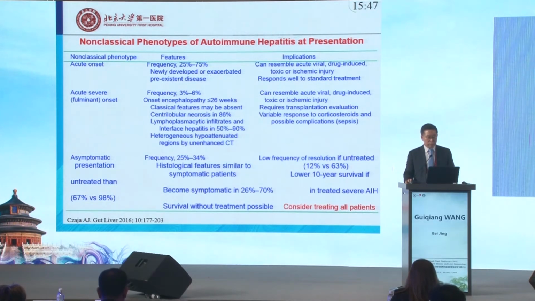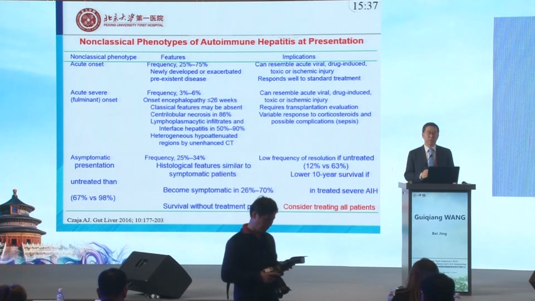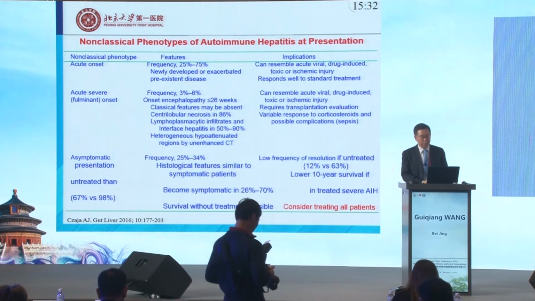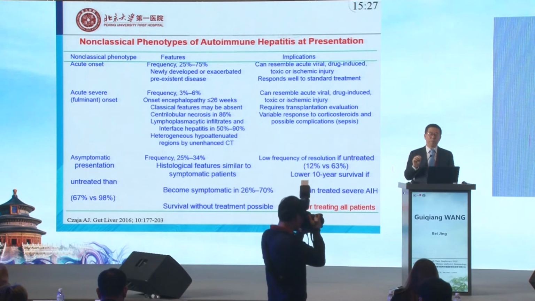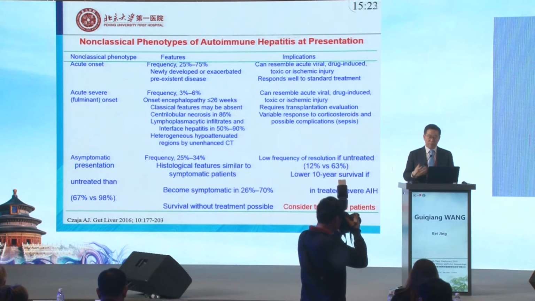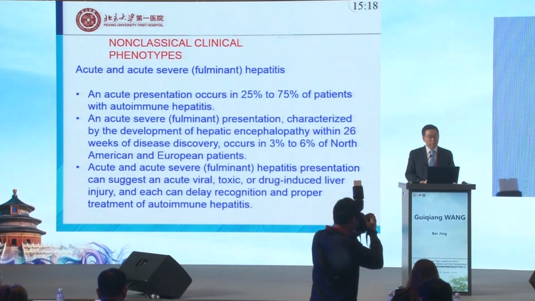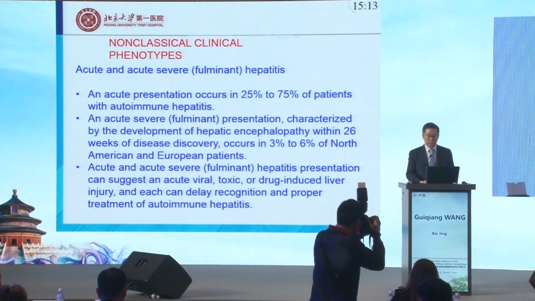For asymptomatic presentation, there is a very low frequency of resolution if untreated. So we have to find these patients from the population, because asymptomatic patients can have disease progression, even very fast, to cirrhosis. These are the non-classical clinical phenotypes I mentioned.